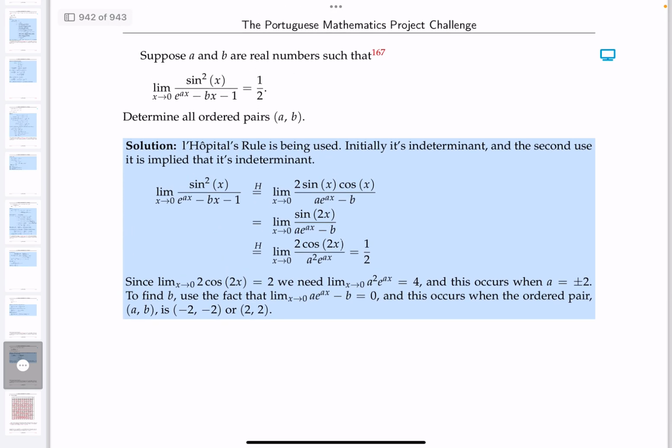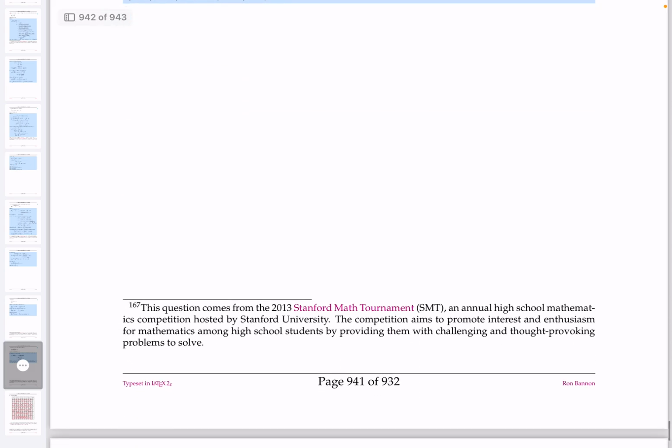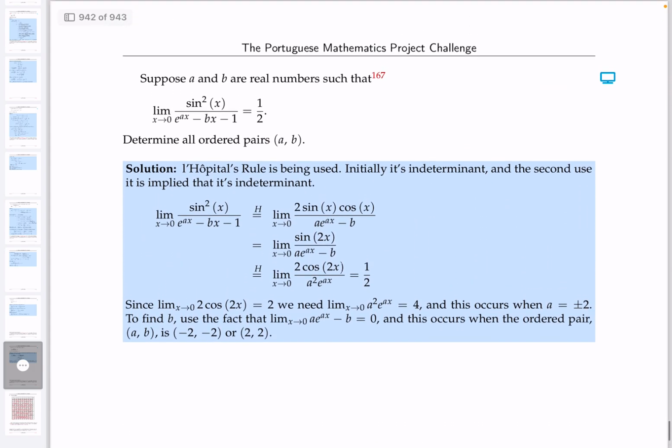I look for questions. This question, it's not numbered yet, but it's footnote 167. And it comes from the Stanford Math Tournament. It's a high school exam. It's from the 2013 version.